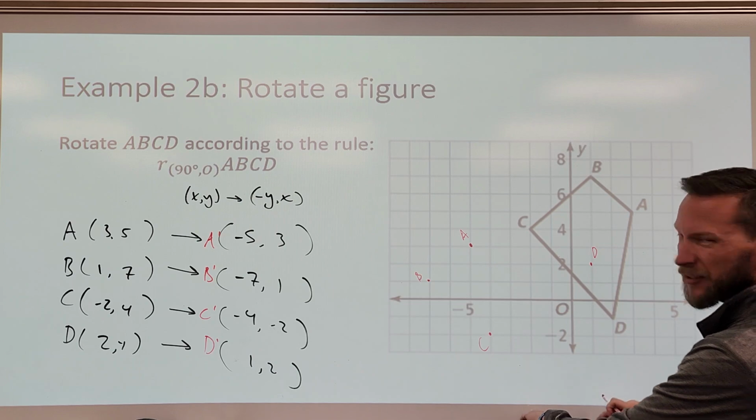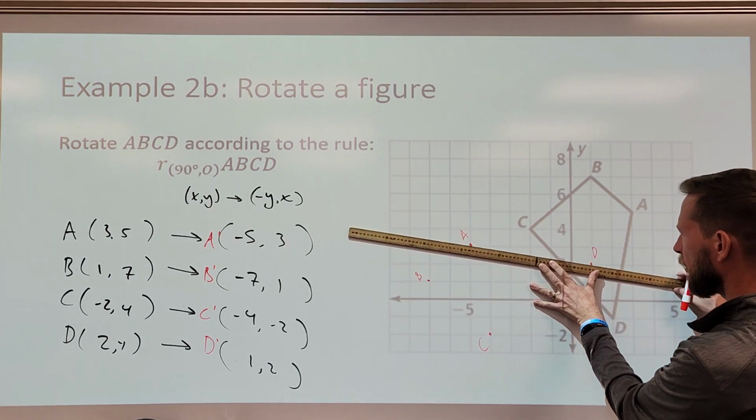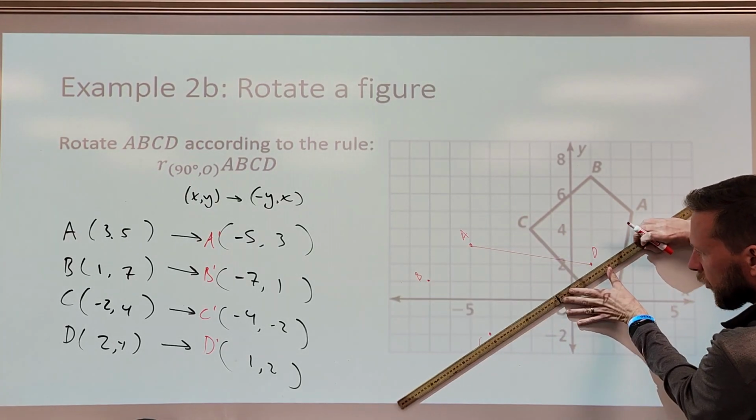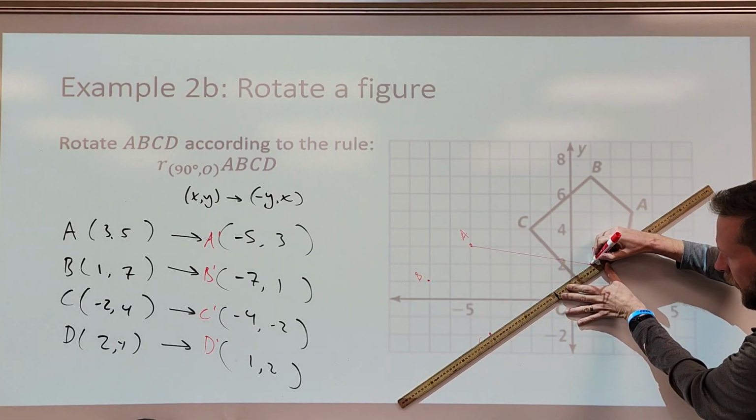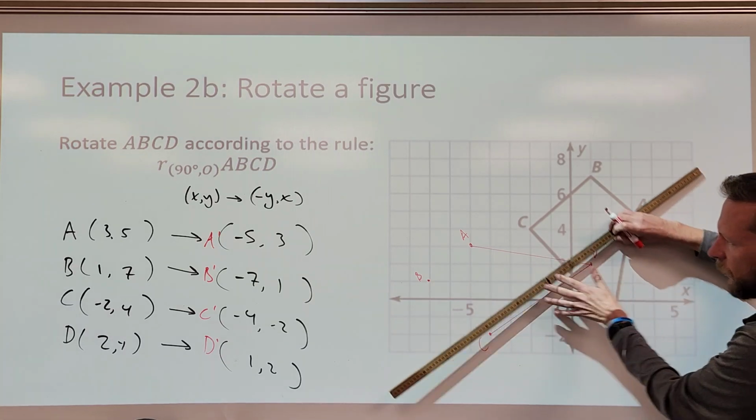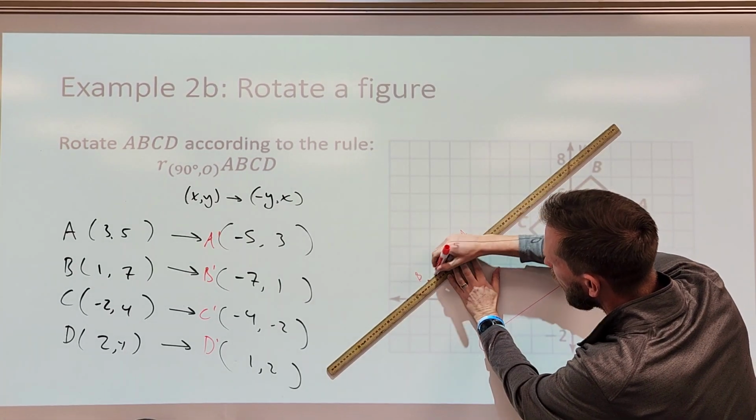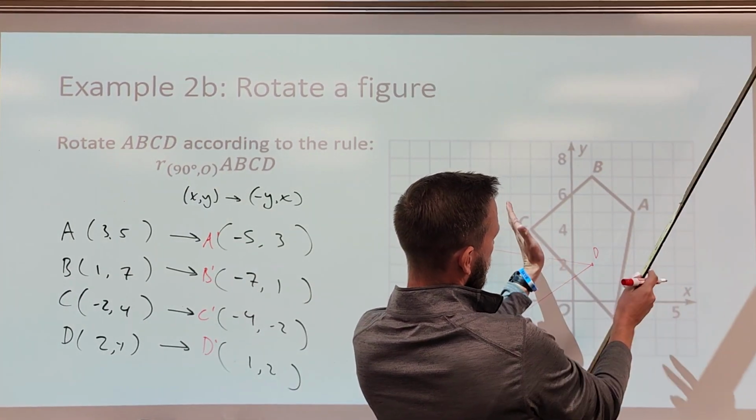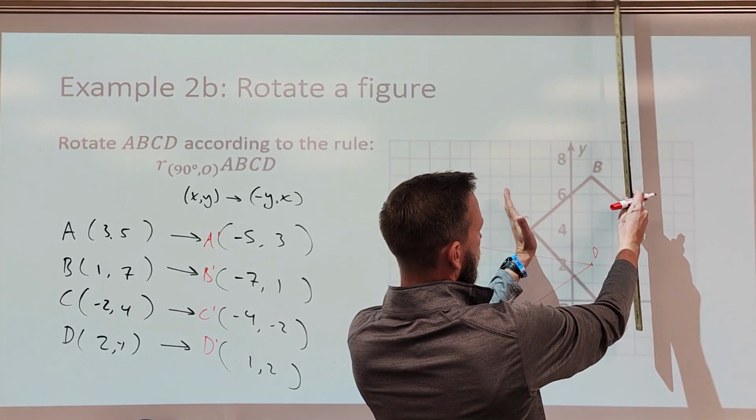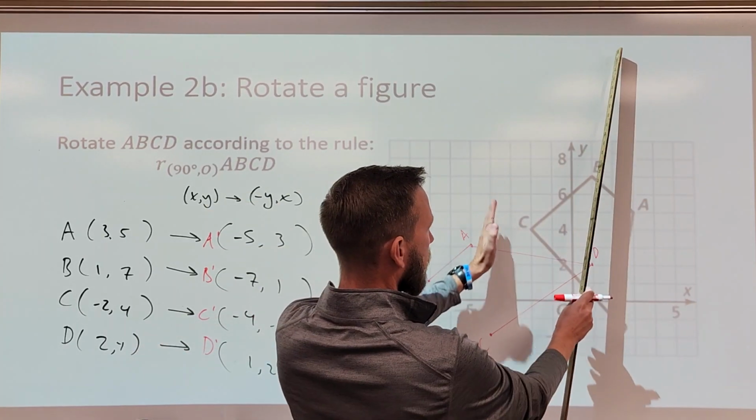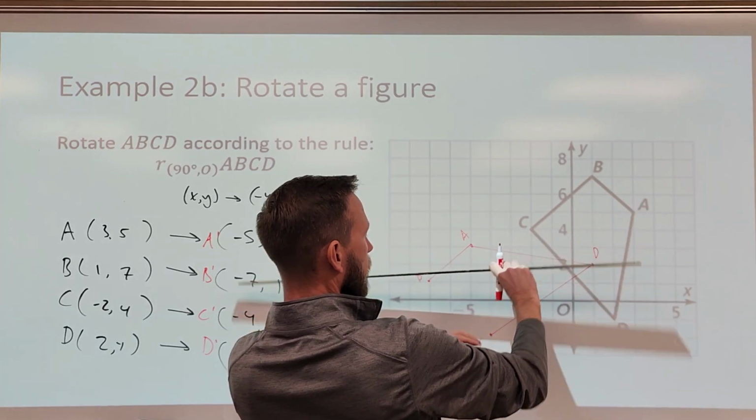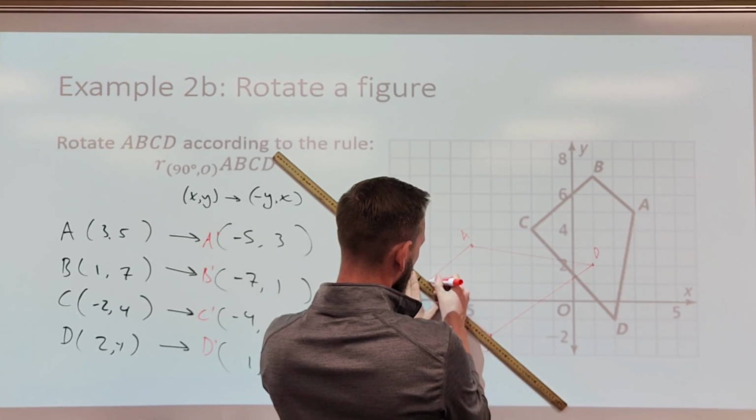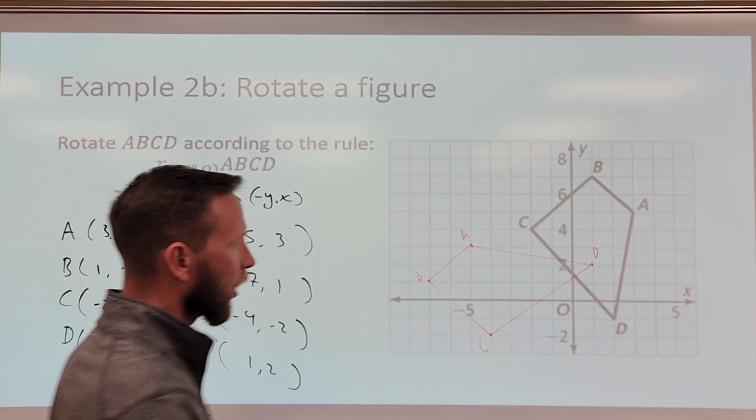Now when I connect these dots, it's going to look a little bit funny, but you're going to notice that we have rotated this a little bit to the left, turning it as it goes, so that now instead of this, I know it's a trapezoid, instead of this pointing up in this direction, it's going to be pointing 90 degrees to the left. It's going to be pointing left. We always do our rotations counterclockwise.